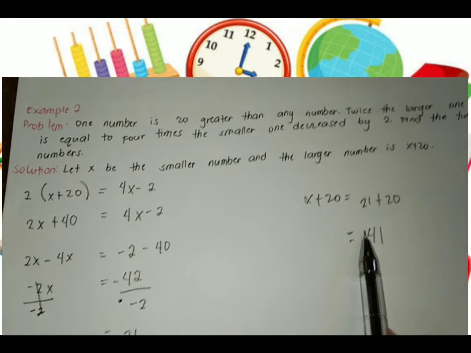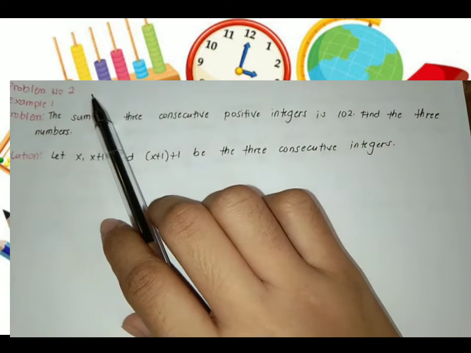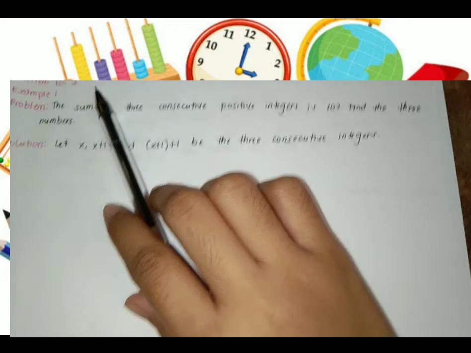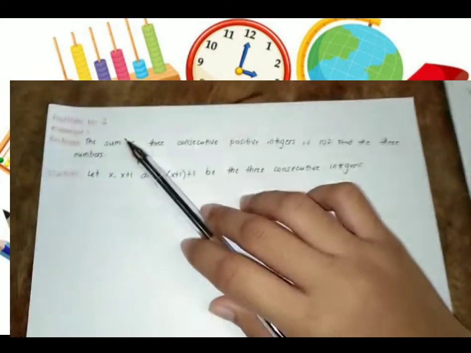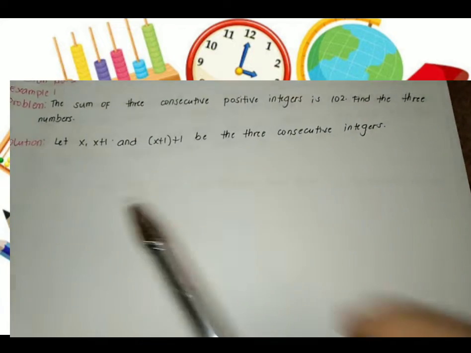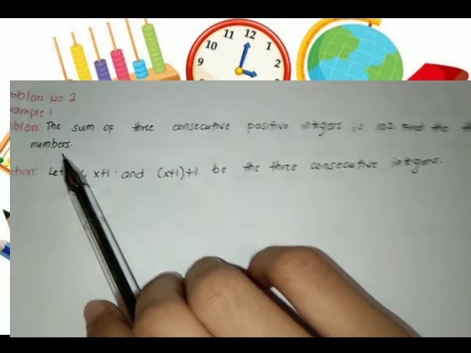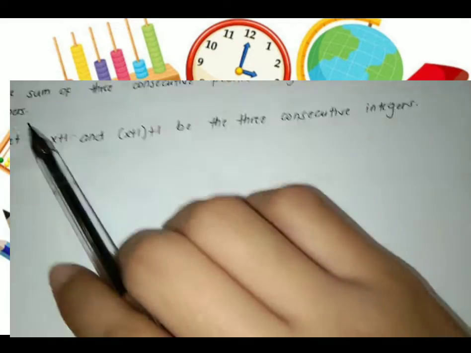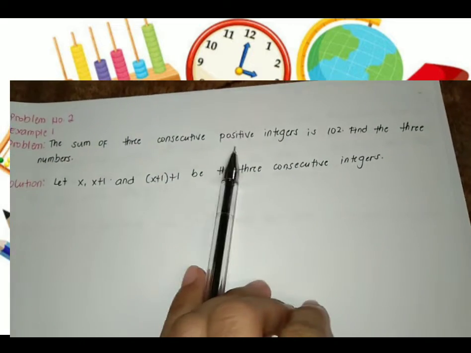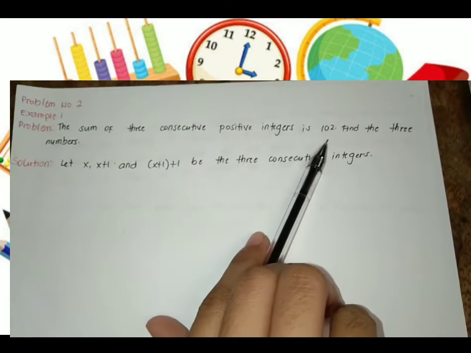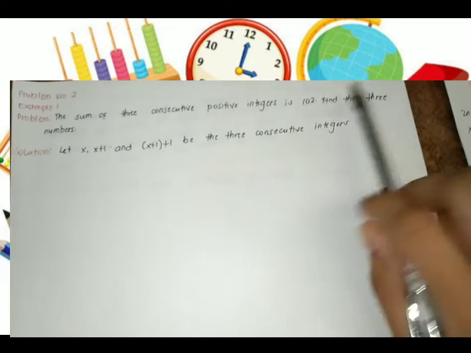Okay, now we are going to move to our problem number 2 in mathematical translation. Okay, there are 2 examples that we are going to solve, but it is not the same as our problem number 1 that we solved a while ago. Okay, so the first problem in our problem number 2 is the sum of 3 consecutive positive integers is 102. Find the 3 numbers.